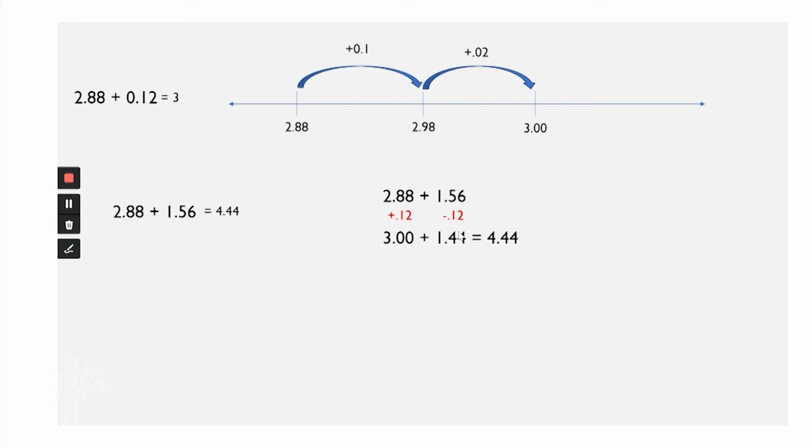Are you getting it? Let's try one more. 19 and 57 hundredths plus 43 hundredths. You got this. Try it out.